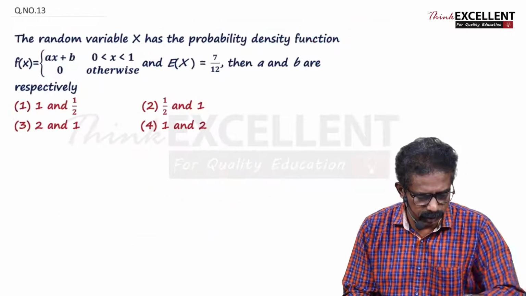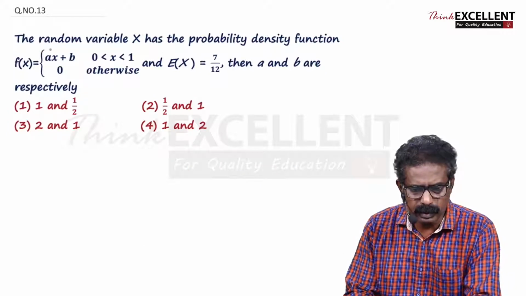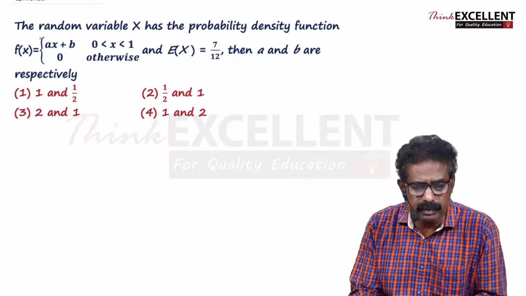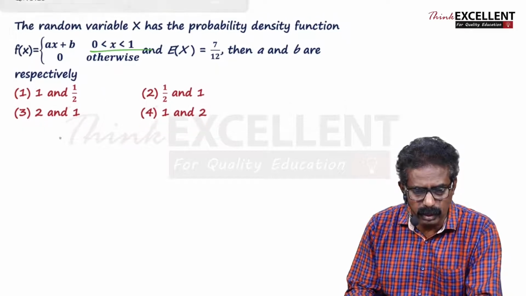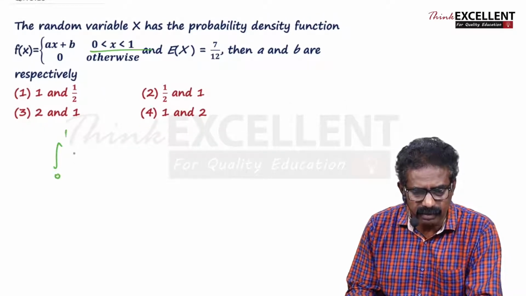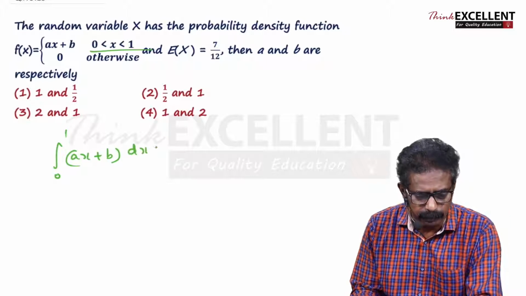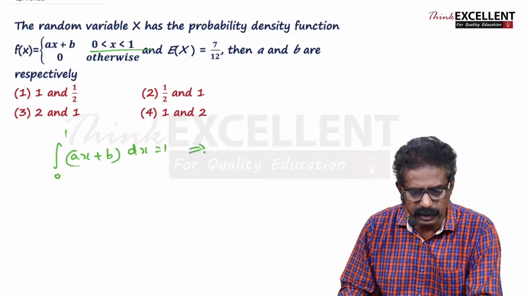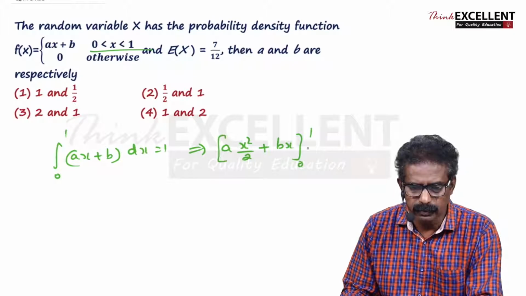Now question number 13, you see the 13th one. The random variable x has a probability density function. It is a probability density function, so total probability is 1. Here 0 to 1, so integral 0 to 1 f of x, that is (ax plus b) dx, is equal to 1. So from here you will get one relation. Please listen.